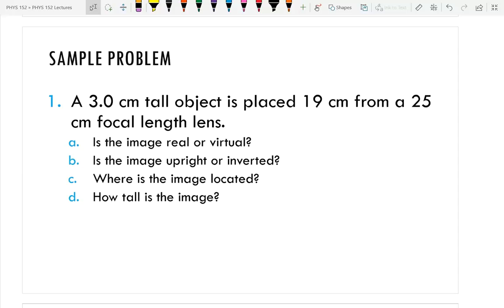She got 0.125 meters, and 12.5 centimeters. Okay, yeah. 0.125. Yeah.